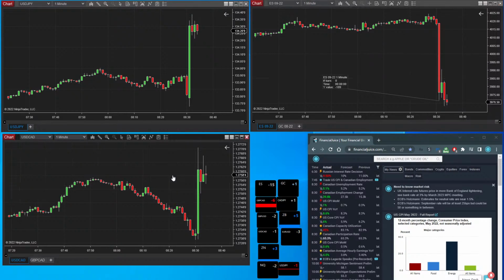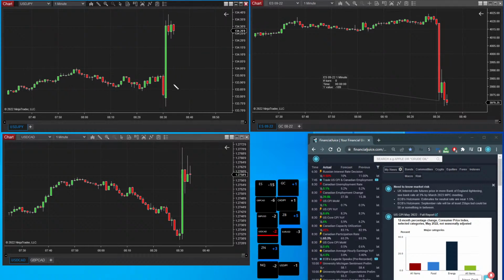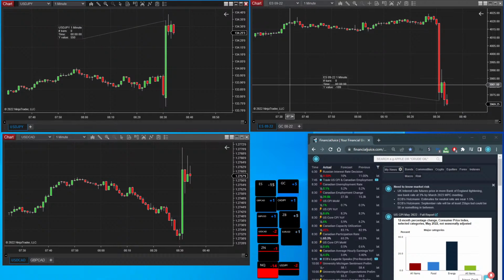The initial candle, dollar yen. So overall, data much better than expected, and we'd seen that negative reaction from the S&P 500. Gold, of course, has seen a negative reaction, of course, as the dollar. If we're talking about market correlation, as the dollar picks up in value, gold depreciates in value.